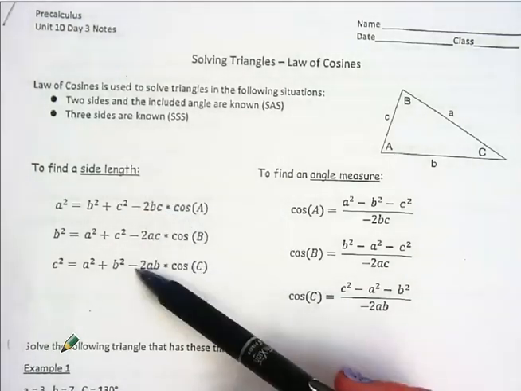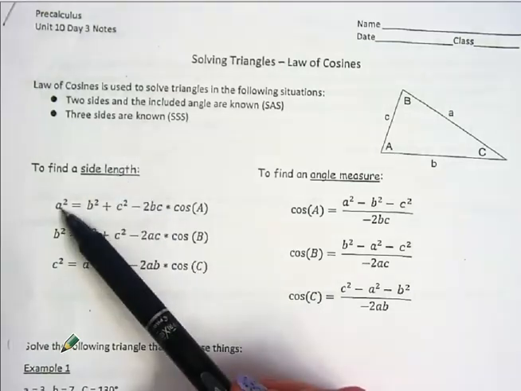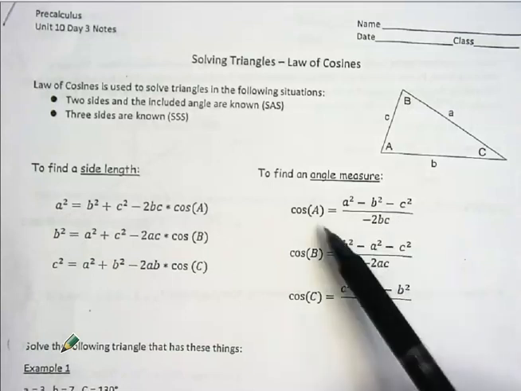So these formulas on the left are best if you're trying to find a side length. So you're trying to find side A, B, or C. And these are best for if you're trying to find the measure of an angle.